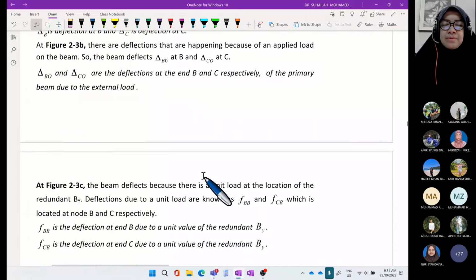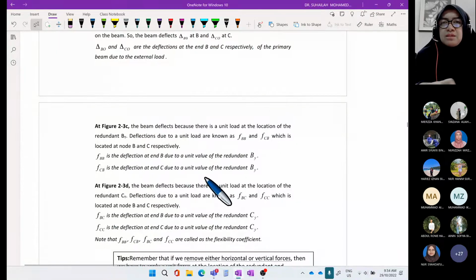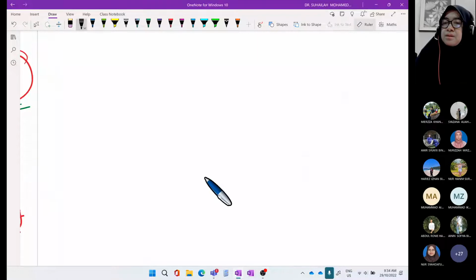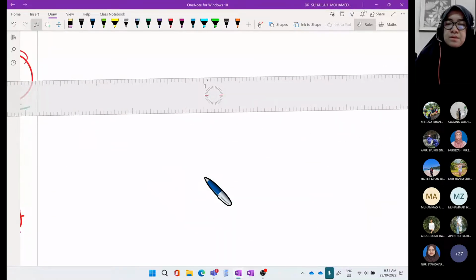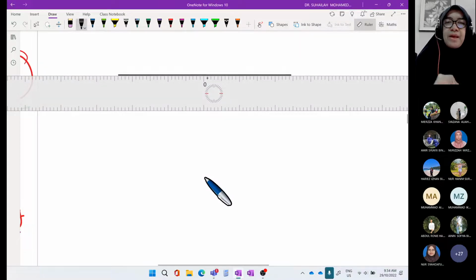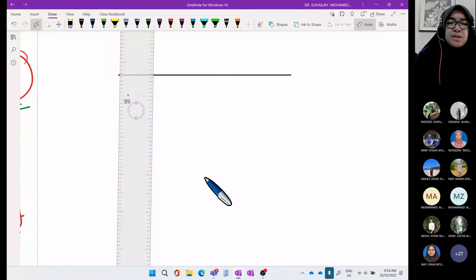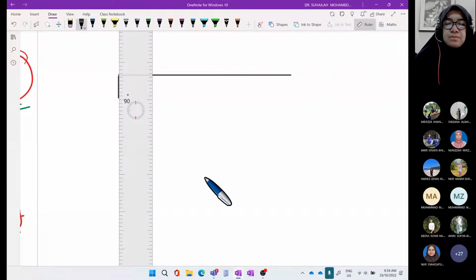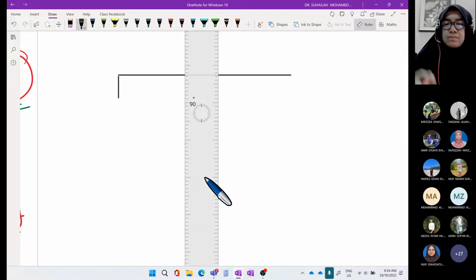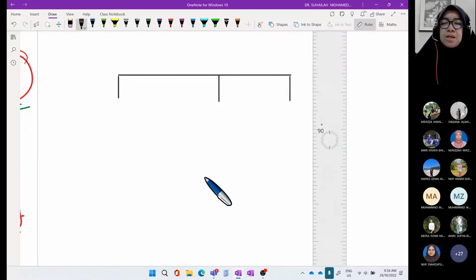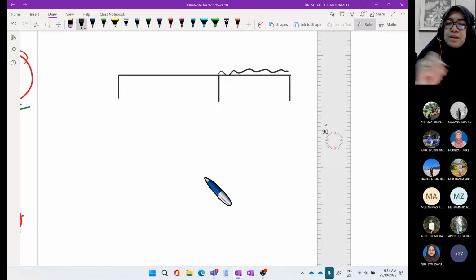Then we look at the diagram next to it. Later you read this definition, this is just the physical meaning. The physical meaning is just the same as what I mentioned previously. We just need to look at this. Okay, we have the actual beam, and in the actual beam we have this, a UDL here.